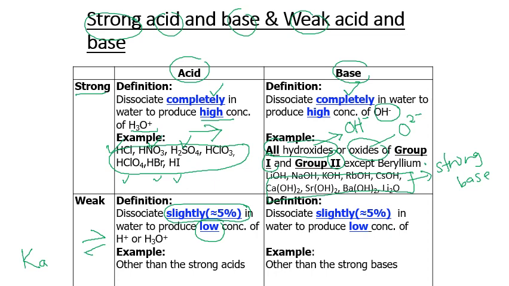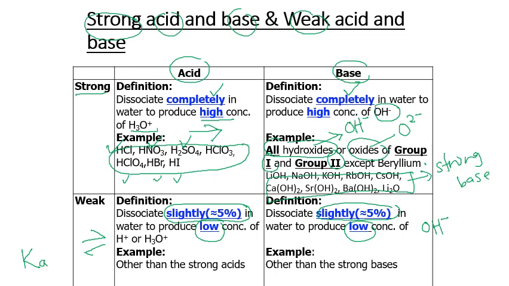For a weak base, it still dissociates slightly, but it will produce a low concentration of OH negative. So what are the examples other than the strong bases? That's why you need to remember examples of strong acids and strong bases. If you are given a substance and you know it is not a strong acid and not a strong base, how do you know whether it is a weak acid or weak base?